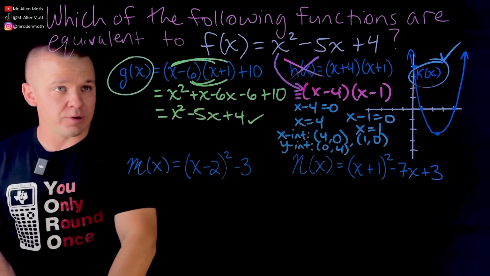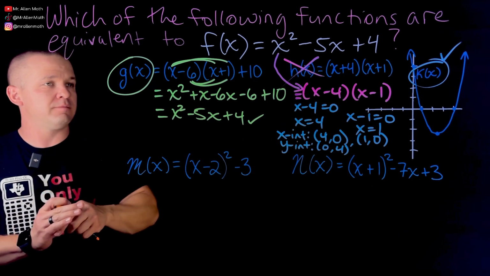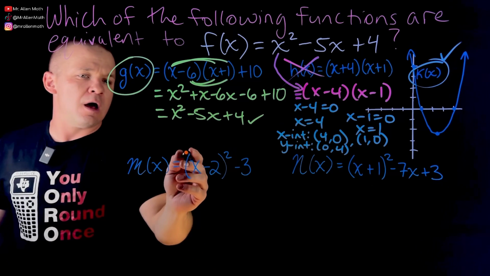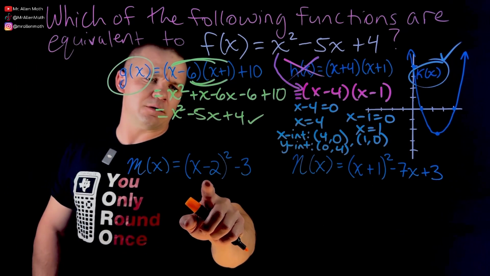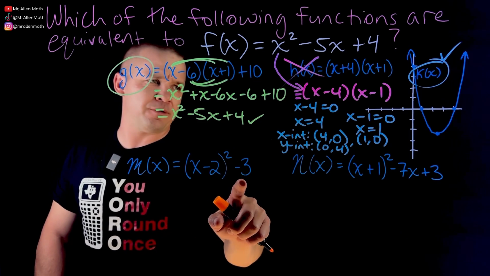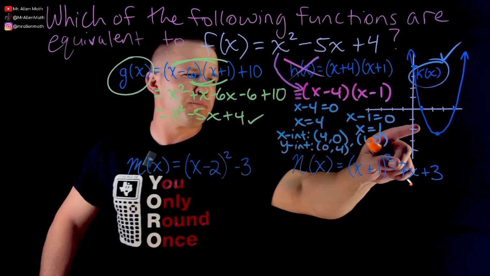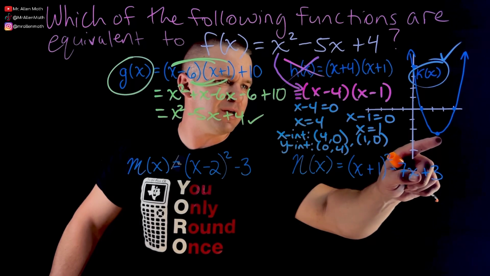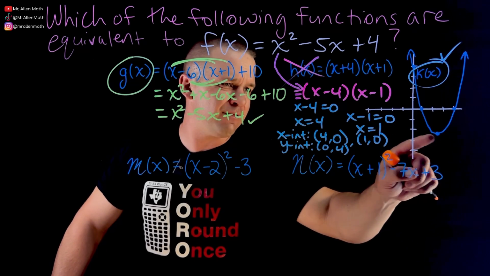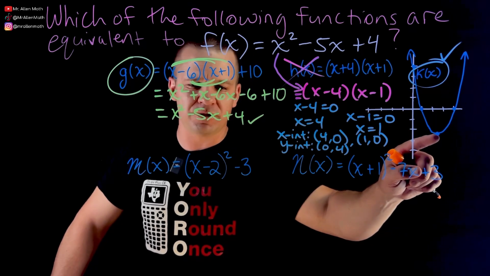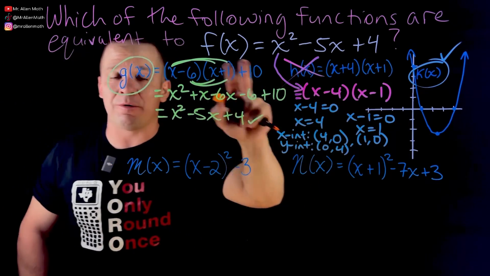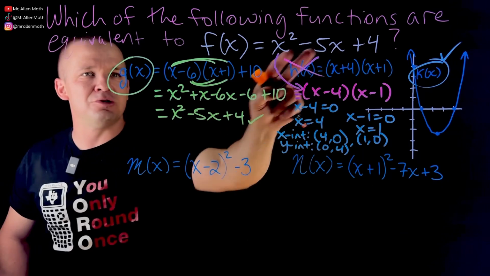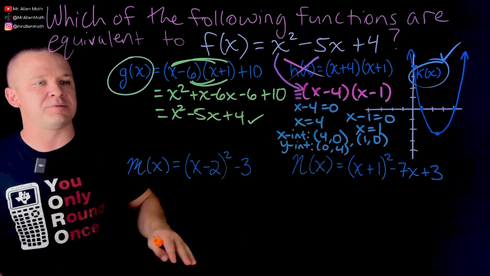Next one here, I'll go with orange on this. Keep the fun colors moving. That's vertex form, right? So this would be 2, negative 3. And it's pretty clear that this is not going to be it because we have like 2.5, maybe a little bit below negative 2. So not going to be it. But let's just say, because we know that this is the same as that one, let's say I just had these two functions. I didn't have the graphical representation.